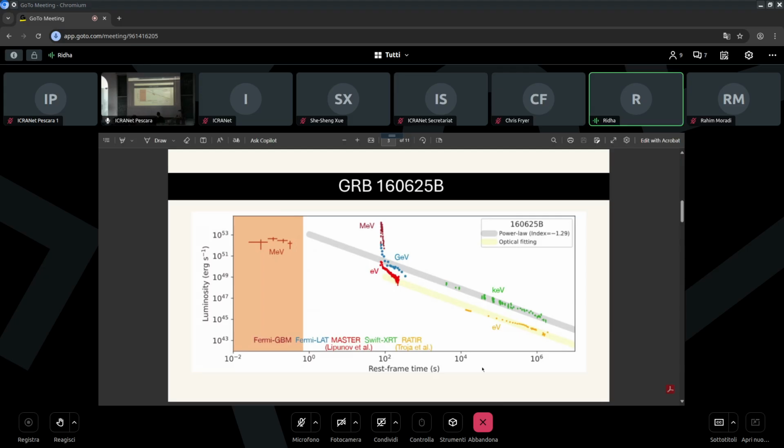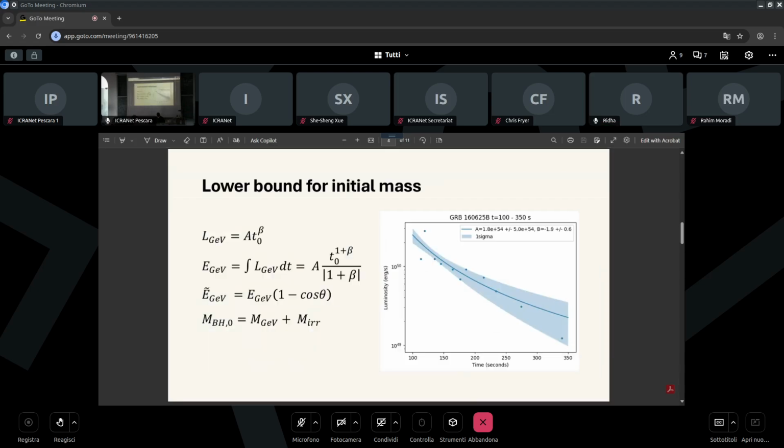So I'm considering two cases: the case of 160625B, which is a bright long GRB, and we have GeV data observed by Fermi-LAT. So to get the initial mass, I'm modeling the luminosity as a power law, and using the parameters of the fit, I estimate the energy extracted from the black hole during the spin down emission.